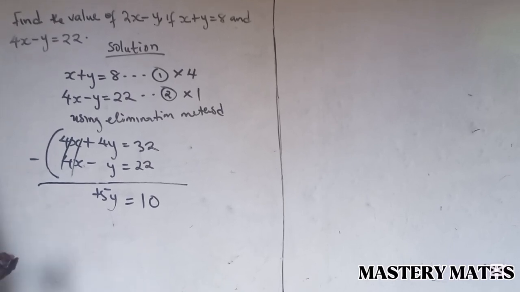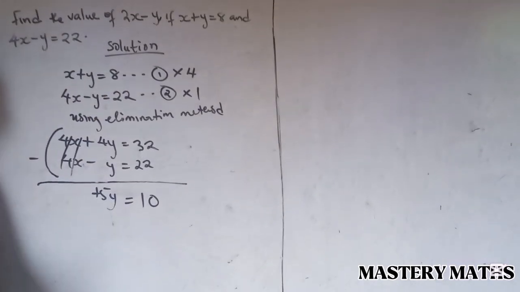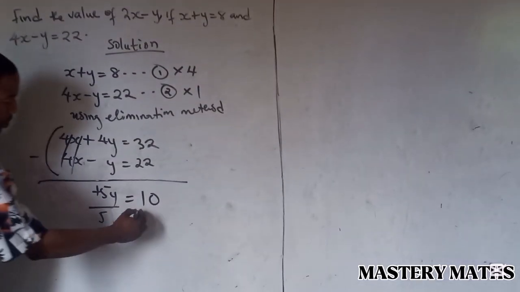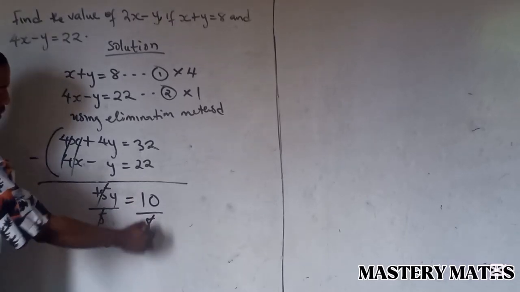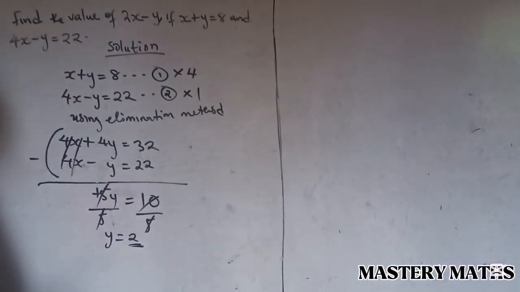So what should we do? Remember, we are looking for our y, which is a variable. So what should we do? We divide both sides by the coefficient of what? 5. So divide both sides by what? 5. When 5 cancels out 5, what remains in y? When 5 goes into 10, you have your 2. So we've gotten our y.